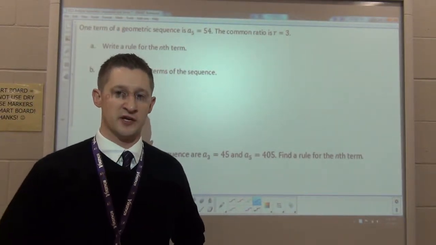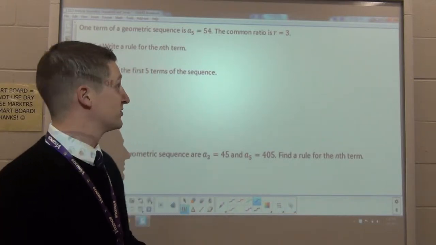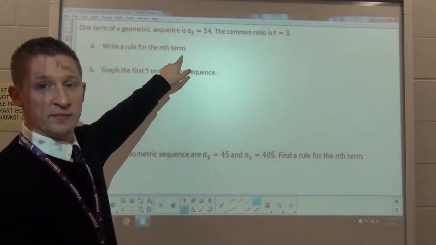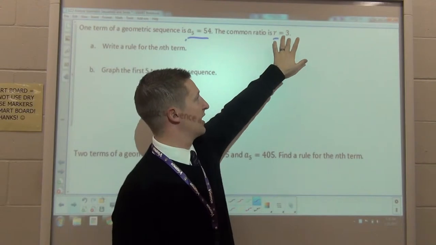This is part 2 of lesson 12.3, learning about geometric sequences and series. For this first example, we're asked to write a rule for the nth term of a geometric sequence given a particular term in the sequence and given the common ratio.